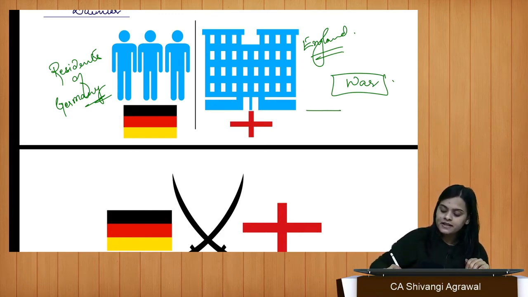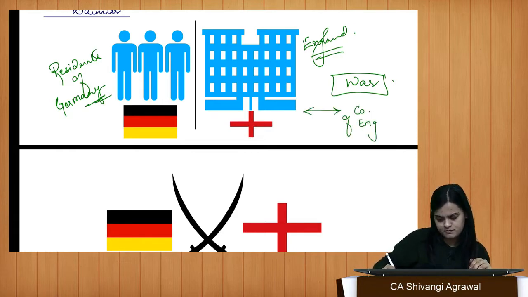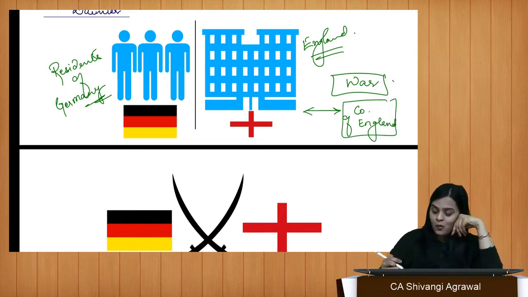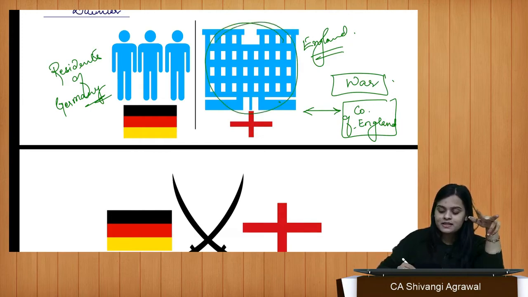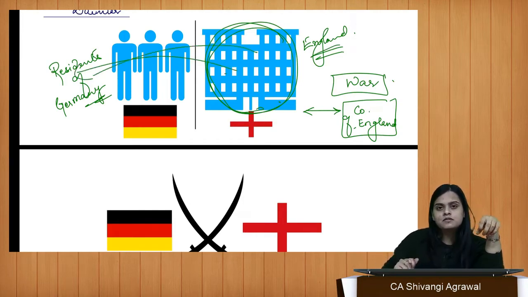Now, this particular company entered into a contract with another company of England. Prima facie, there looked no problem. One company of England is contracting with another company of England only. Why the problem? Because Germany and England are at war. But if you look deep, you will realize that this company is only looking like an England company. It is actually a German company because all the shareholders are of Germany.